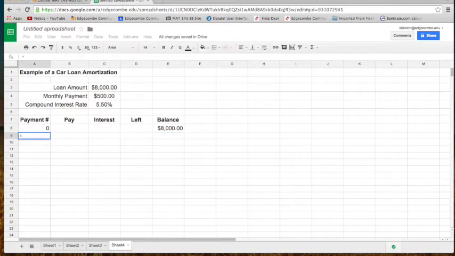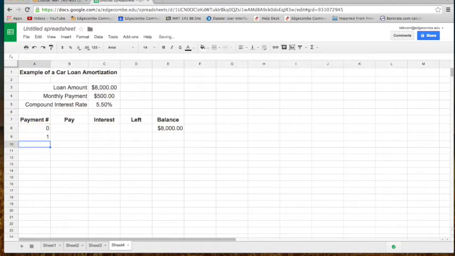So this cell, we're going to do the counting thing. So we're going to call the cell above it and add 1 to it. Finally, we're going to be paying something, and we're going to be paying, well, this amount here. We might change later on. And in this example, it will. Then we have to call in the interest.